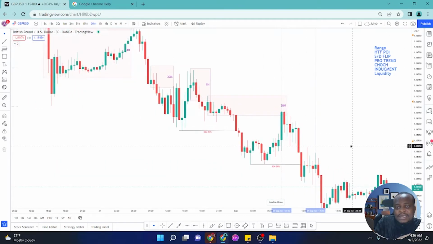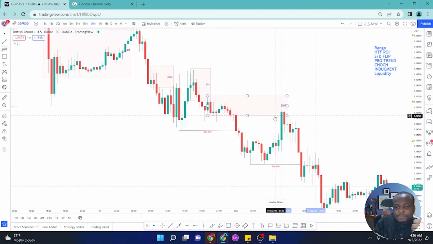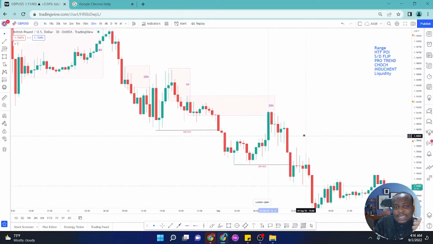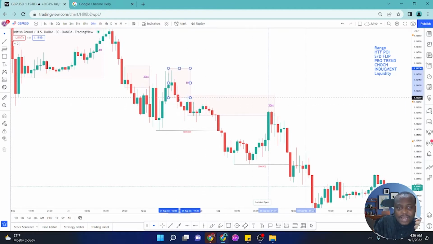So look at what happened yesterday. When I entered the market and realized that it had broken a structure, I said, okay, what I'm anticipating is that this market will move back. So what I did yesterday, while I was waiting for the trade to come in, was this: this was the first POI I marked yesterday on 1 hour time frame.